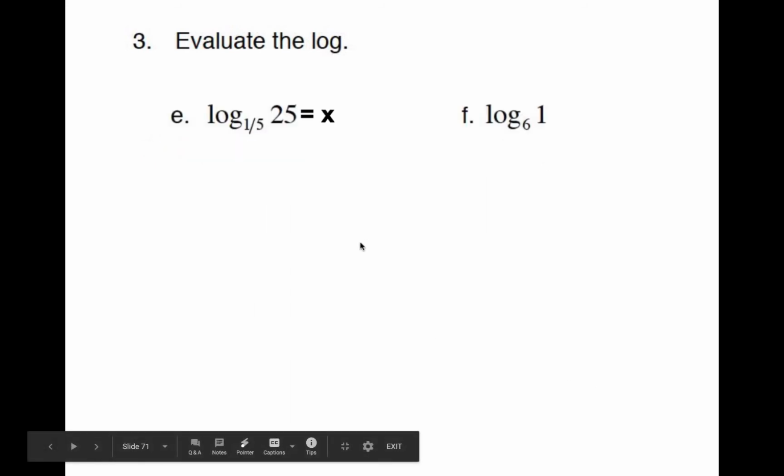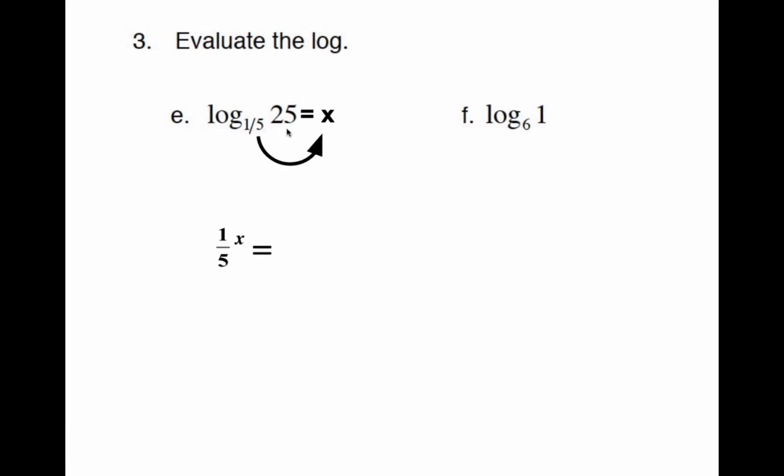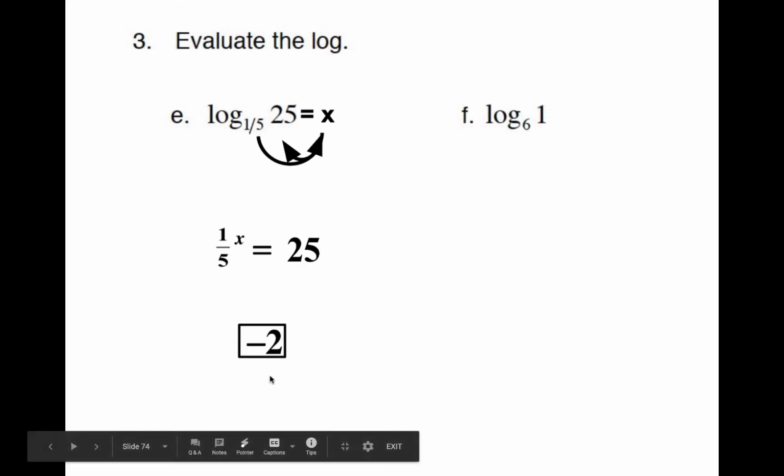For E, put it equal to x. You have 1/5 to the x power equals, hook back over, 25. So notice you're going from a fraction to a whole number, so you have to flip it. So it's going to be a negative number. And then 5 to the second power is 25. So this has to be a negative 2.